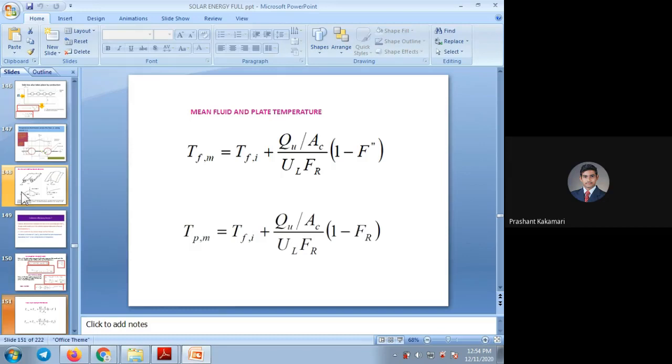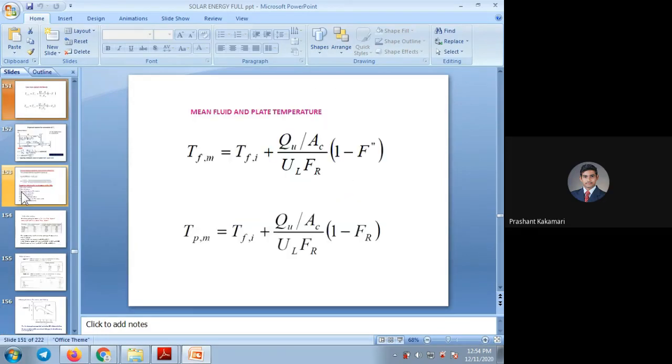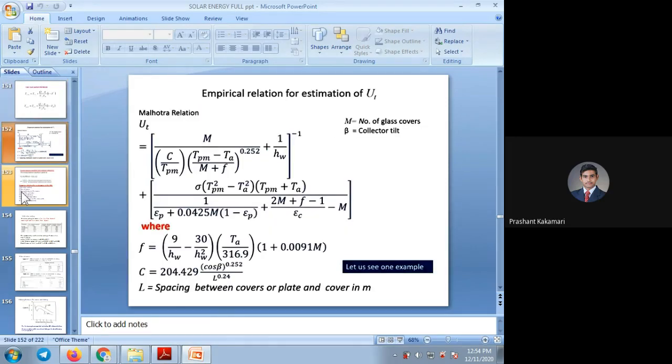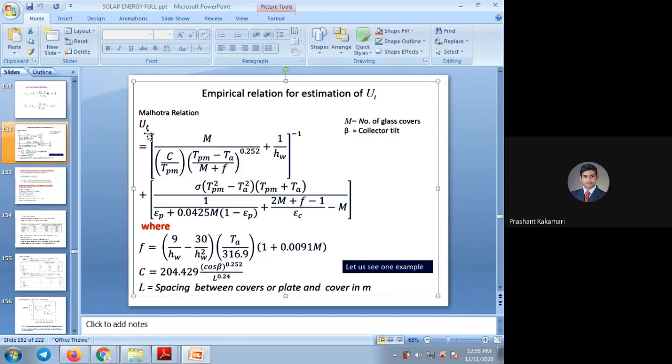Okay, this is all about the theory part. Then these empirical and mean fluid temperature relations, I've just given the relations, but we have not solved numericals on this. This is just for extra reference. Apart from those equations, which other equations are also used? This equation I have taken to find out total heat loss.